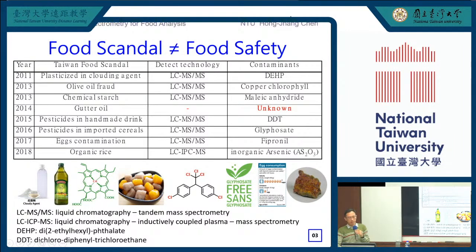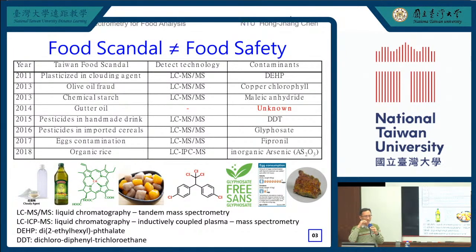And in 2013, again, there was a food fraud called chemical starch. I believe that if you live in Taiwan, you will eat many types of food, especially this one. This one is just like bubbles, but it's made from taro. How to make the bubble chewy, the so-called nice texture? In fact, the starch will undergo retrogradation.